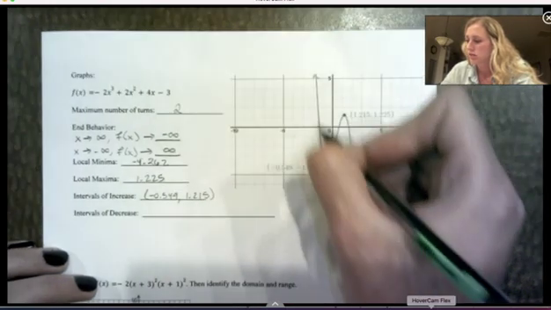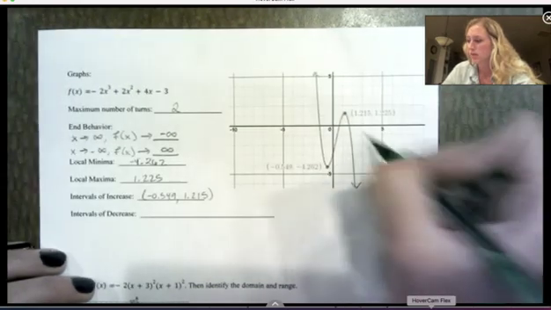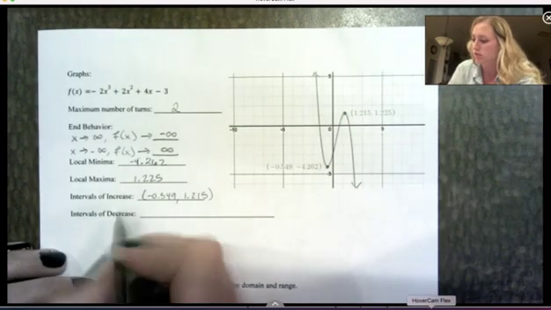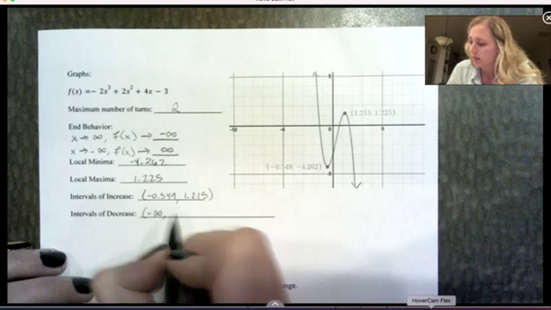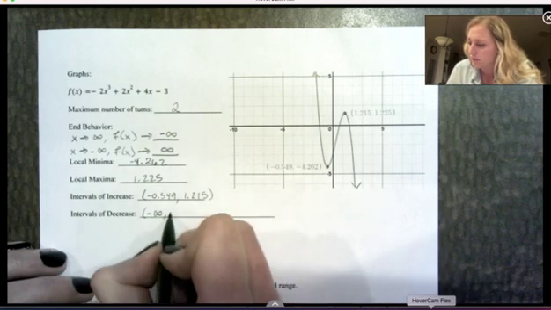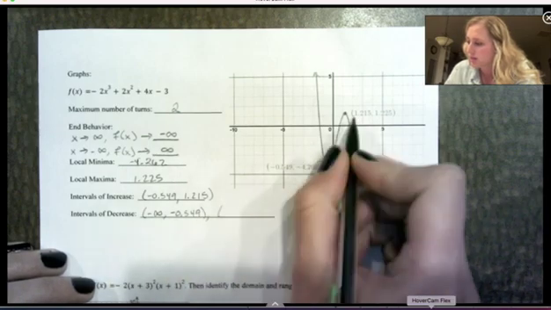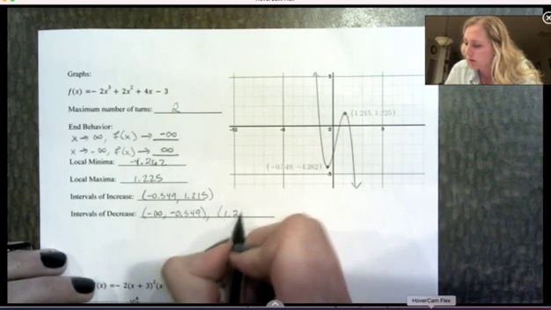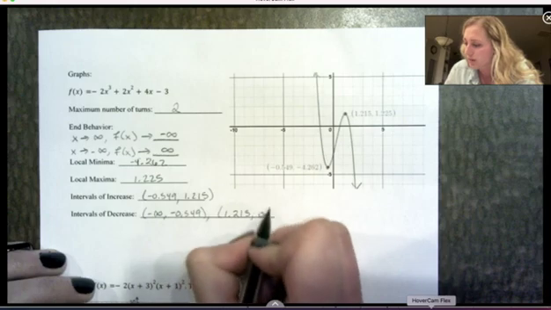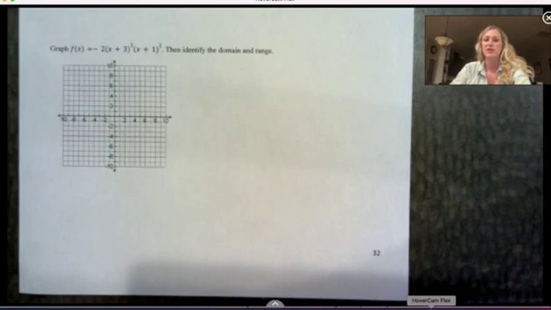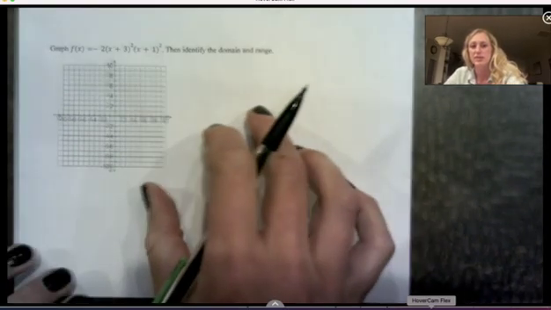Decrease. It's decreasing from the left until it hits the min, and from the max onward. So negative infinity up to this x value, and this x value up to positive infinity. It's decreasing again.